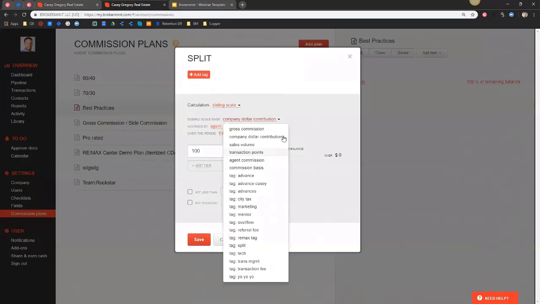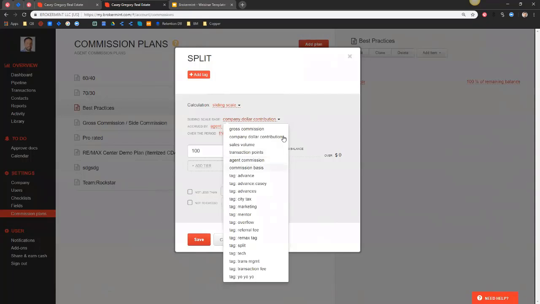So we can go ahead and set this up by transaction points, and we could give it a metric of 5 points. So when the agent closes their 6th transaction, it will automatically know to stop charging that agent a transaction fee. Next we come to agent commission. This is always going to be defined by your agent net, so the amount that the agent has after any and all deductions have come out of their commission plan.